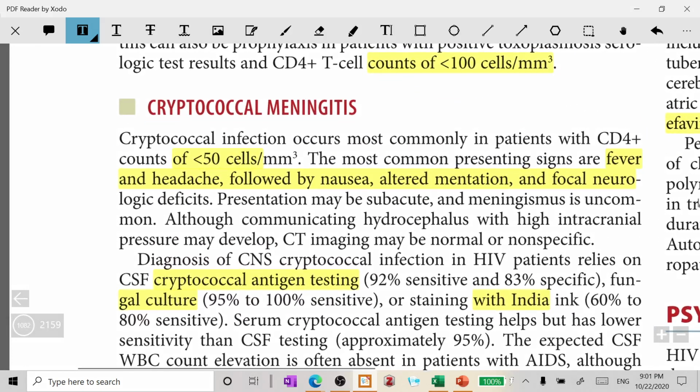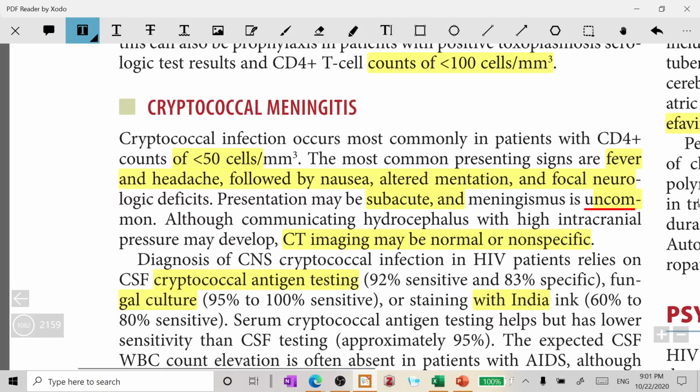Now the next one is cryptococcal meningitis, and it is seen when the CD4 count drops to less than 50 cells per cubic millimeter. Here the most common presentation, as this is an infection, is that the patient might have fever, headache, altered mental state, or focal neurological deficits. Sometimes you can find seizures. The presentation is subacute, and meningismus is uncommon. This is one thing you must make sure you remember. Although communicating hydrocephalus with high intracranial pressure may develop, CT imaging may be normal or non-specific.